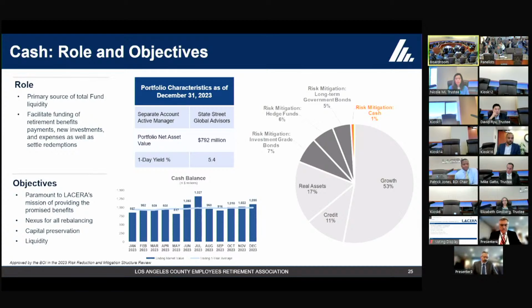The cash portfolio is in a separately managed account with guidelines customized to LACERA specifications to maintain very high liquidity and very low risk. The portfolio is managed by State Street Global Advisors, the investment management affiliate of our custodian bank, with prudent separation of duties while benefiting from close communication and collaboration.